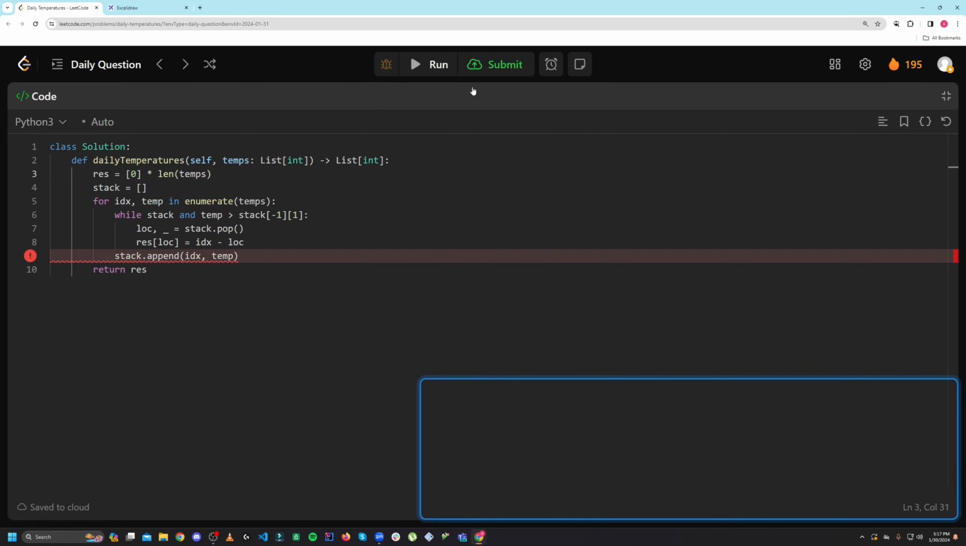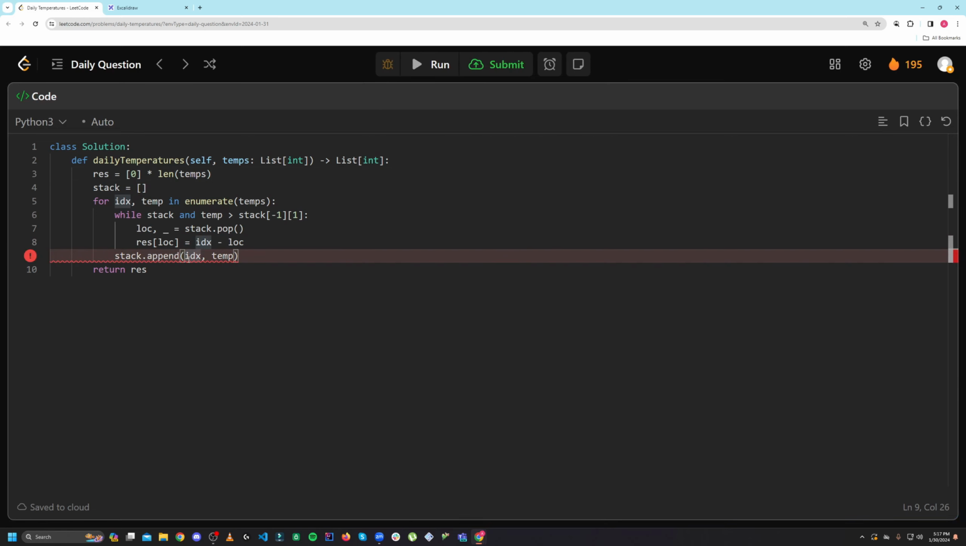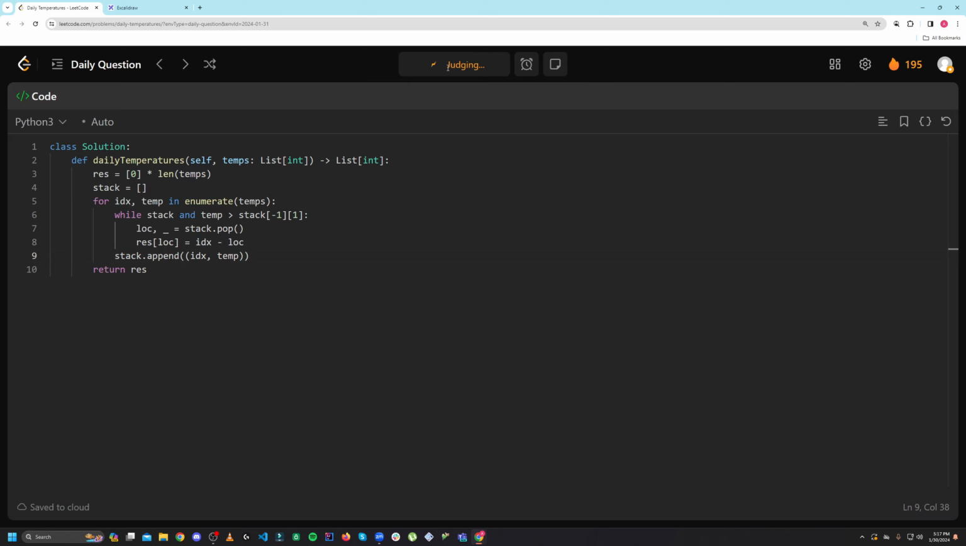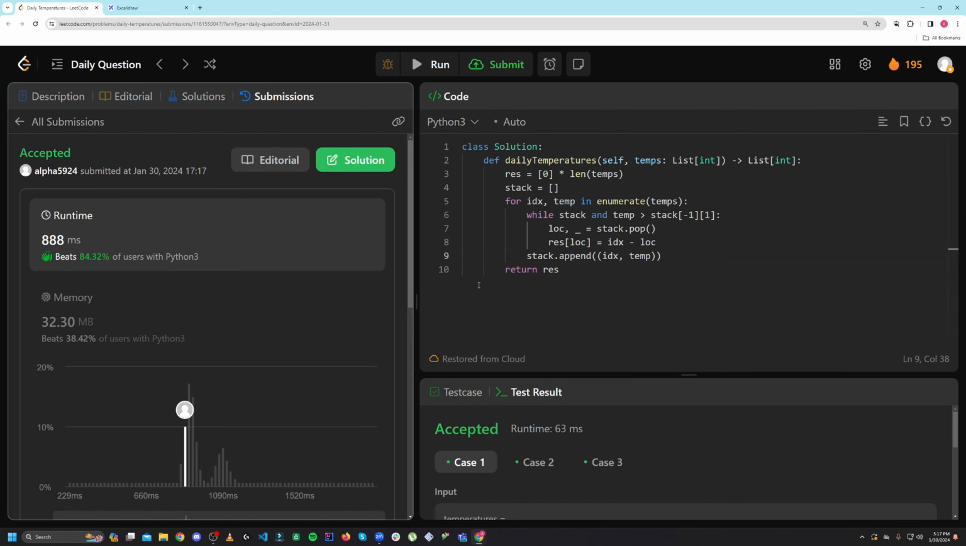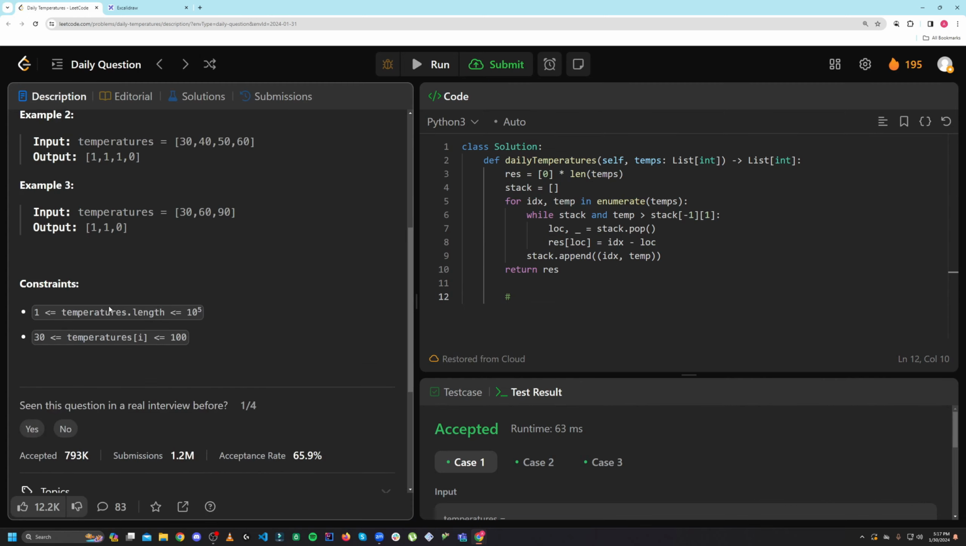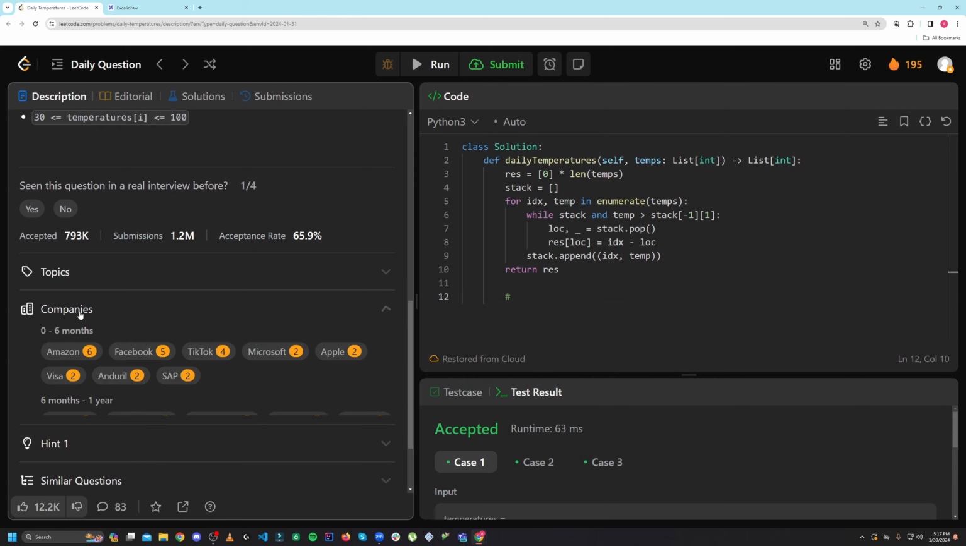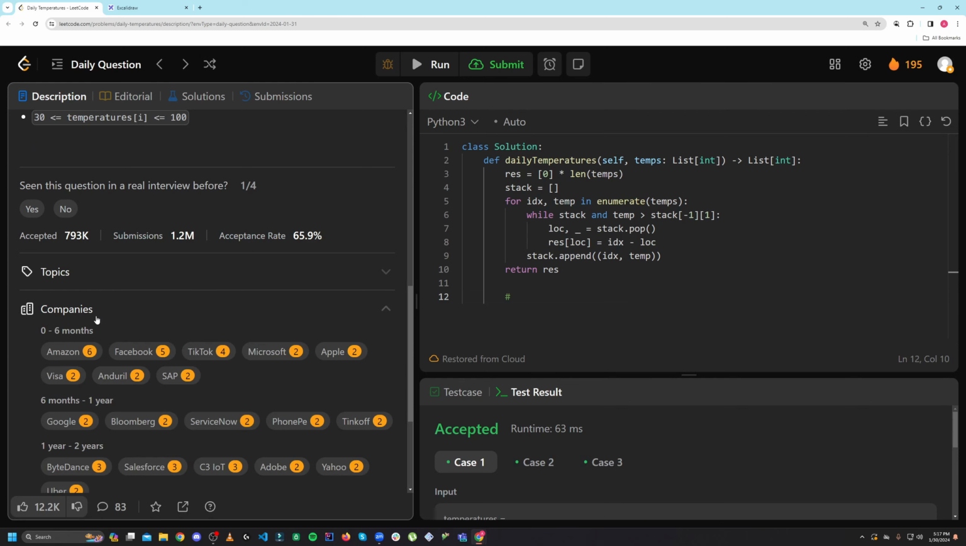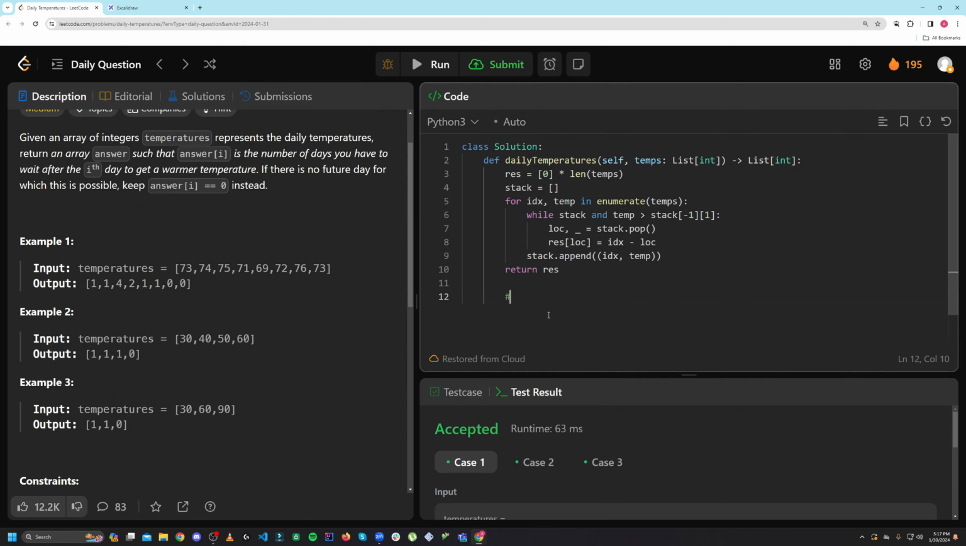And if we can run it. Oh, we need a tuple here. Okay. And there we go. So pretty good. And like I said, if I had to guess, it's probably a common interview problem. Let's take a look. Yeah, because it's pretty easy and it tests basic algorithm knowledge.